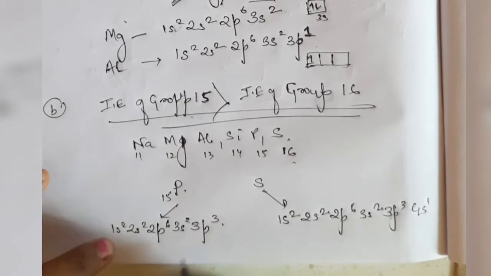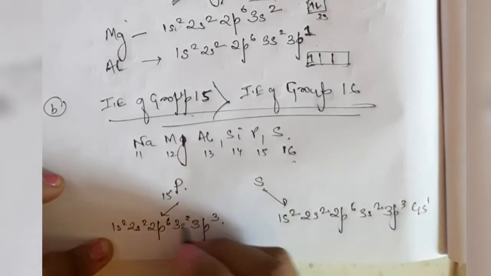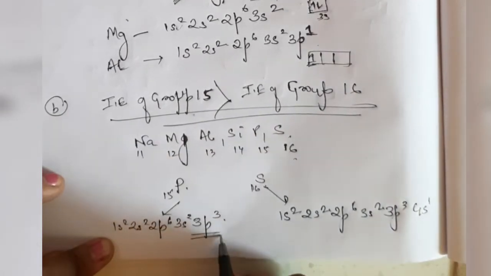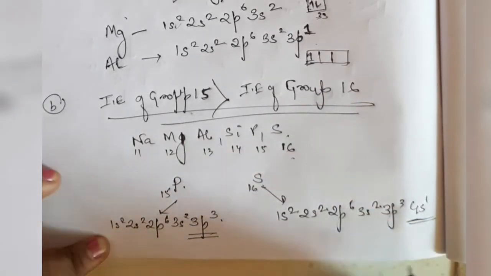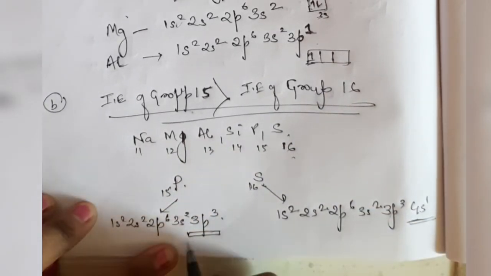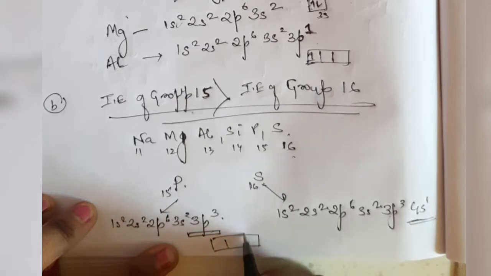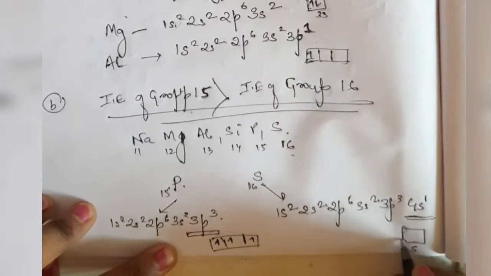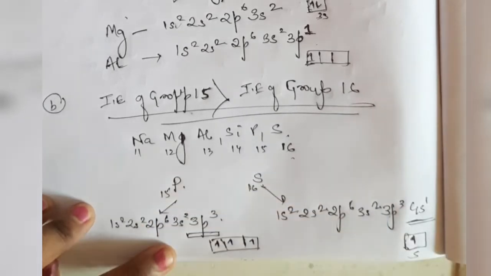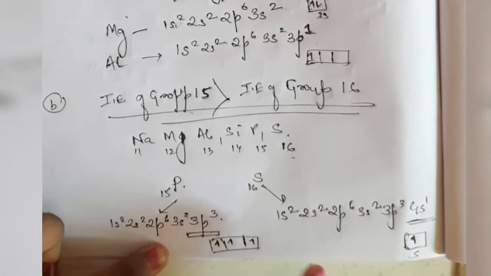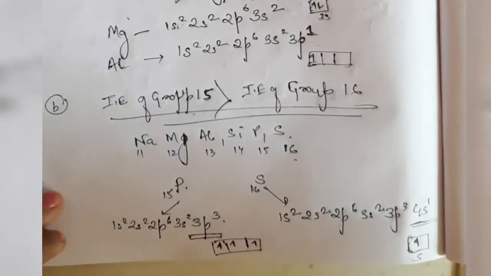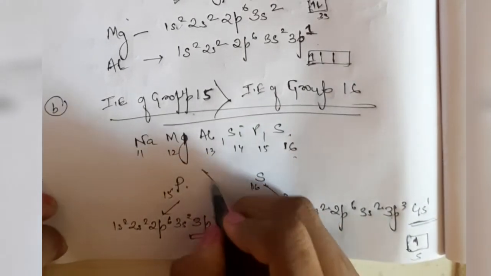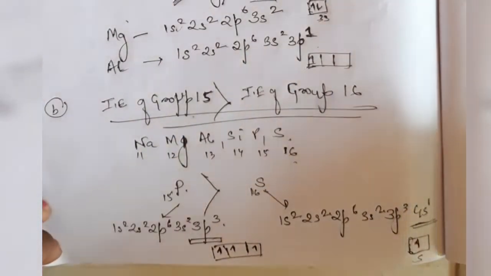Now see, the last subshell, from where you have to remove the electron, in phosphorus is the p orbitals, which is already half filled, with 3 electrons. To remove an electron from a half filled orbital is more difficult. So the ionization energy of phosphorus will be more than sulfur.